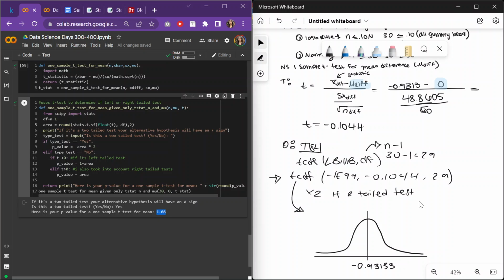So my mean is that, right? And then my test statistic is what we got, and so that's somewhere around here. And that is negative 0.1044. And then we would look at it here, positively. And then the area that we're trying to find, because it's a two-tailed test, is this area here.